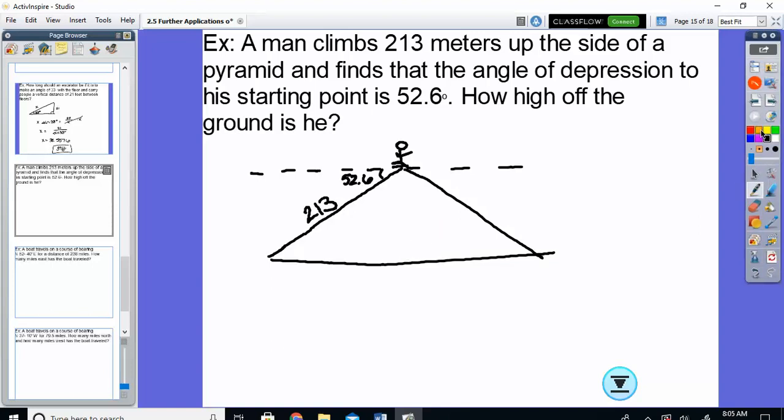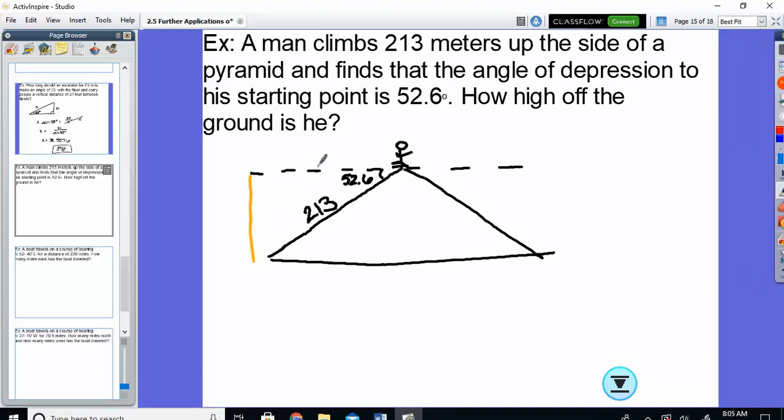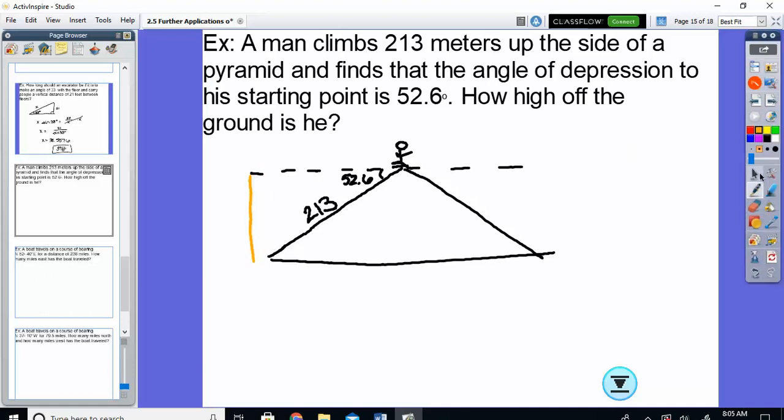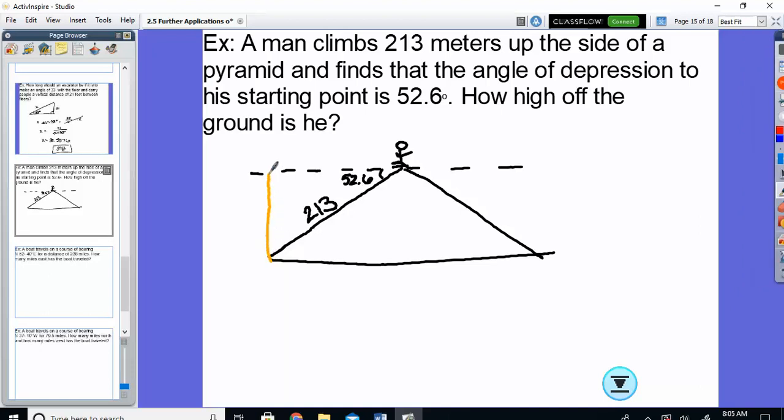So you could draw a couple different triangles, but probably the easiest would just be to look at that triangle right there. Because then we already have the angle in the triangle. We have one of the sides. This would be a right angle. If I'm looking for how high he is off the ground, I'm looking for my x here. So how could you set this one up?